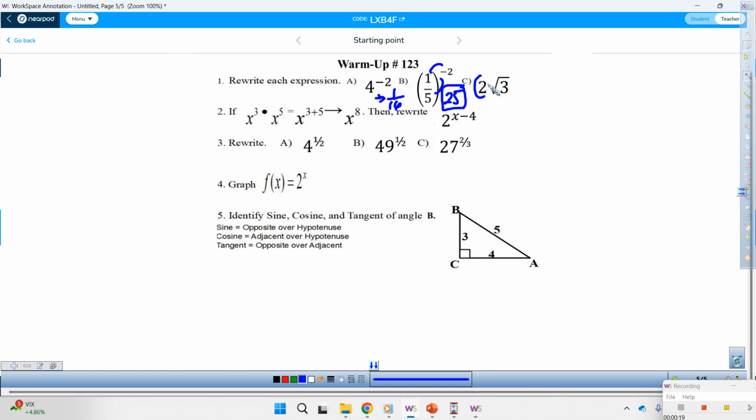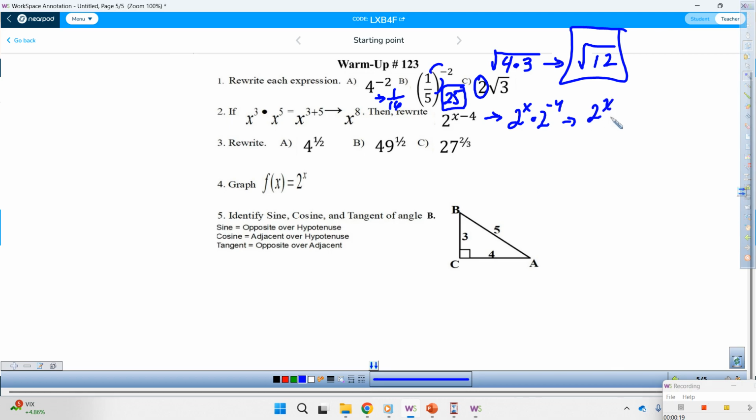1C. 2, what was it when it was inside of the radical? It was a 4. Then we had a 3 in there, 4 times 3, so that means that's square root of 12. Number 2, 2 to the x minus 4 is 2 to the x times 2 to the negative 4, which is 2 to the x over 2 to the 4th, which is 2 to the x over 2 times 2 times 2 times 2, which is 16.